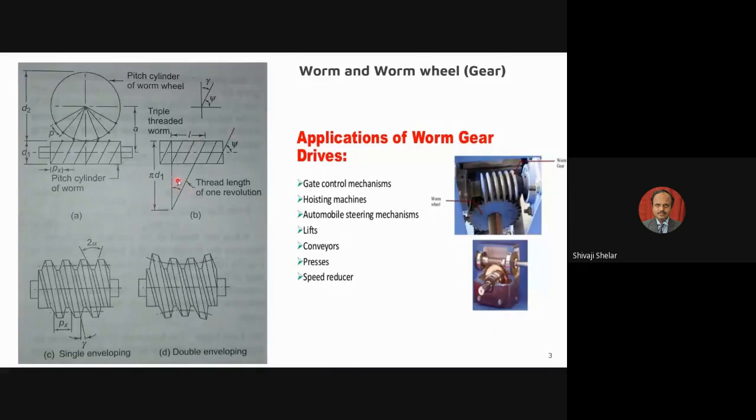So this angle is called the lead angle of the screw. It is how much your screw advances in one revolution, divided by the peripheral distance of the pitch circle, that is pi d1. So this gives you tan gamma. This gamma angle is called the lead angle. This is very important from the design perspective. The gamma is the lead angle, and it is very important here.